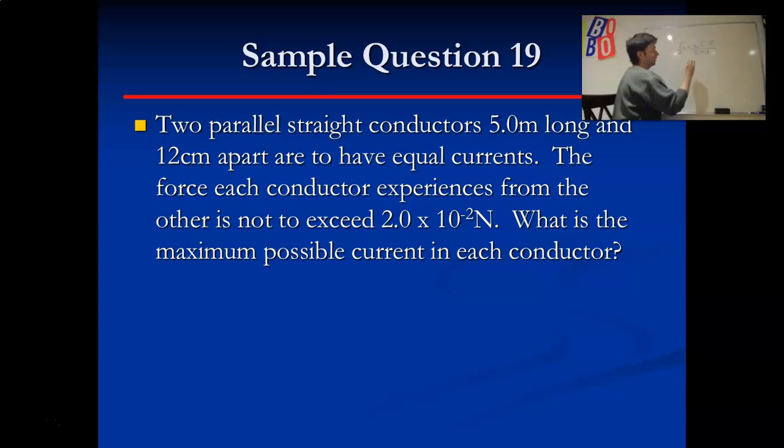All right, so if we rearrange, well, let's just first write this as mu naught I squared over 2 pi d. We can rearrange for I squared to be our force times 2 pi d all over mu naught L. Then we plug everything in, take the square root, and we can figure out our current to be 49 amps.